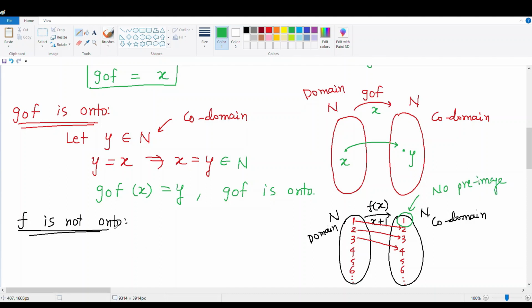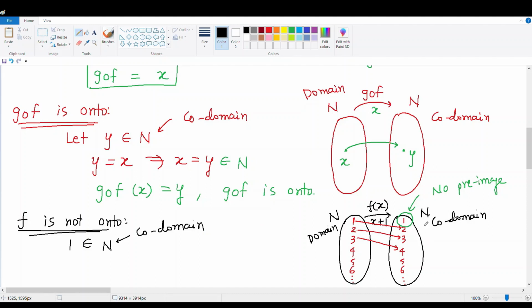So we cannot prove that this function is onto or this function is not onto. We just need to show the counter example. Because whenever the function is not onto, we just show the counter example and then we are done. So we are going to say what? That 1 belongs to N, which N? Codomain, because when onto we always start from codomain.